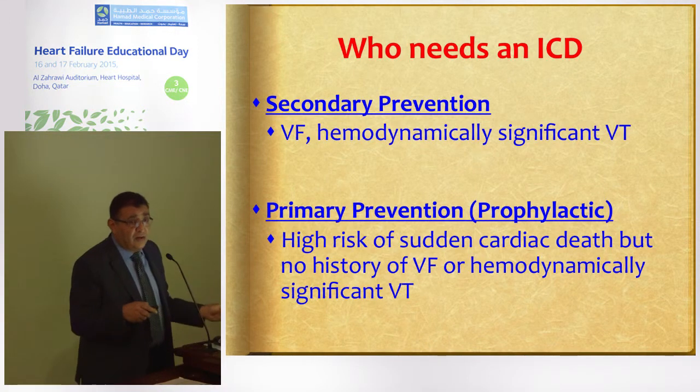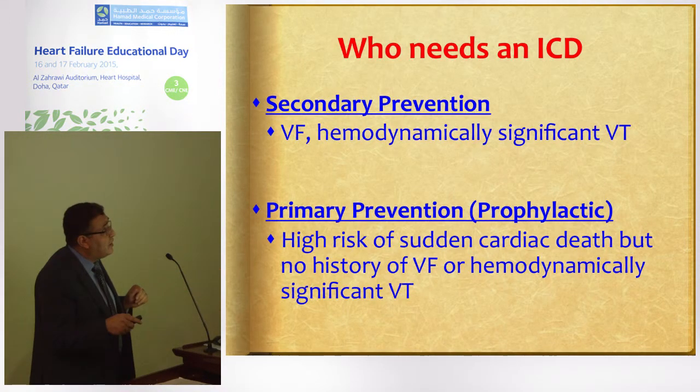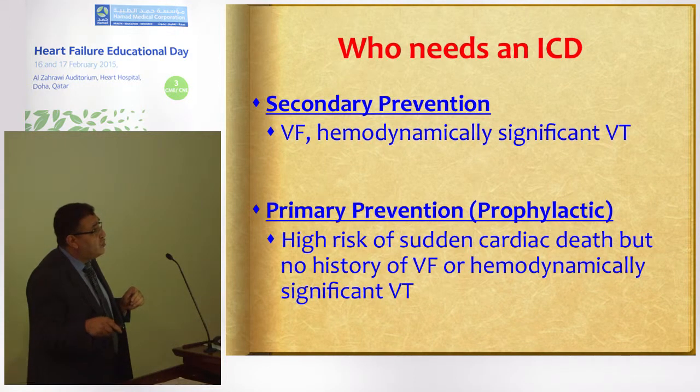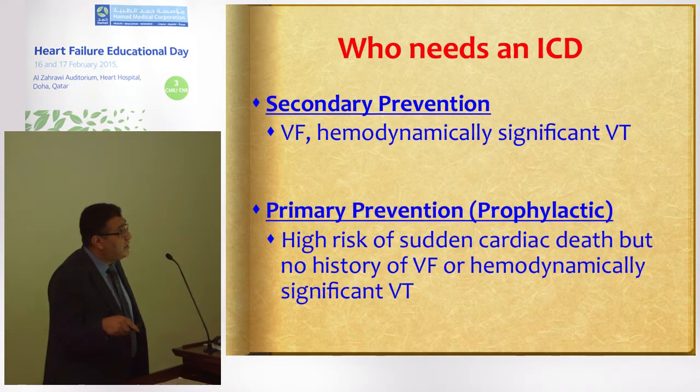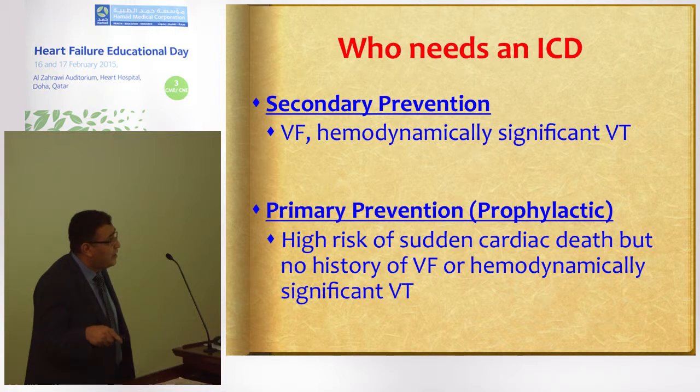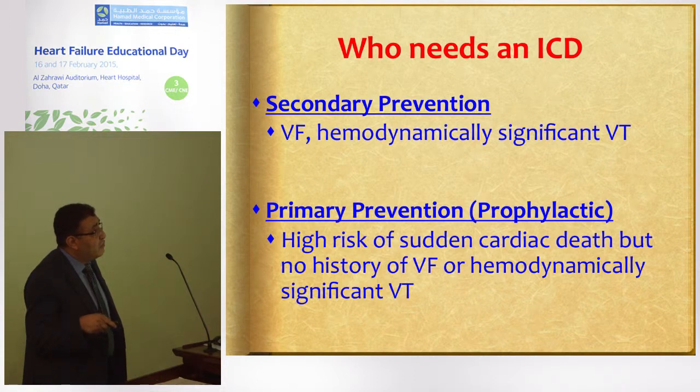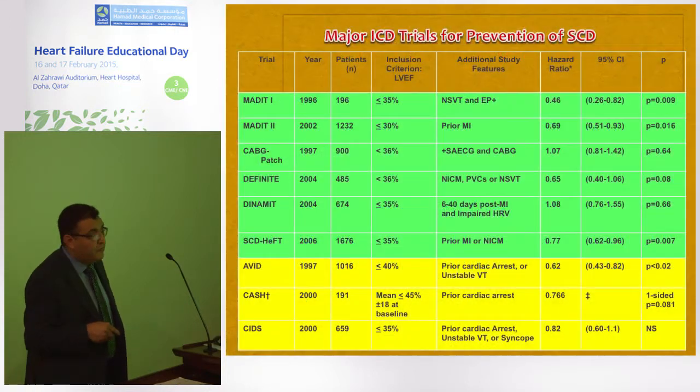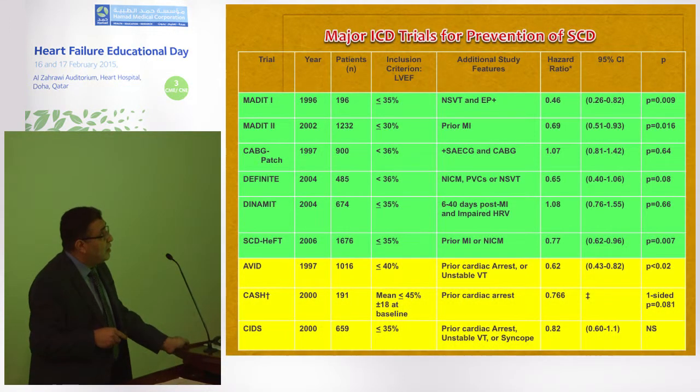So who needs an implantable defibrillator? Basically, they fall into two groups. We classify them as prophylactic, what we call primary prevention. Those are most of our heart failure patients. They are at high risk of sudden cardiac death, but with no history of VT or VF or hemodynamically significant ventricular tachycardia. So this is one indication. The other indication is cardiac arrest survivors, or those who had documented VF and hemodynamically significant ventricular tachycardia.